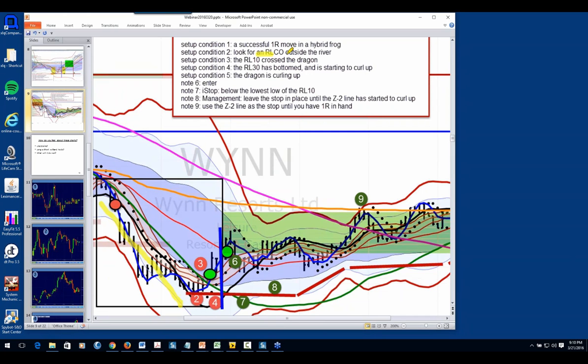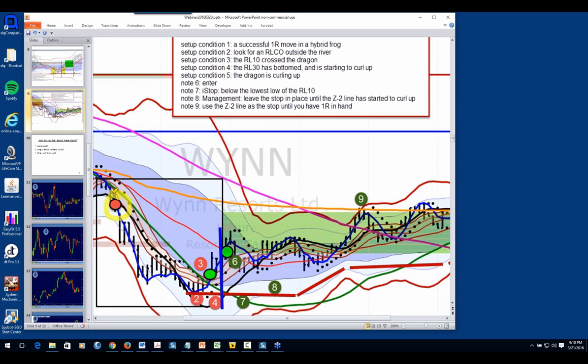Setup condition 2. Look for an RLCO outside the river, so you do. Number 3, the RL10 has crossed the dragon. He did. That's, by the way, on this collapsing. Let's just talk about the RLXD, and this works on a swing trade too. So, this works. Here's where the RL10 crossed and failed out of the dragon.